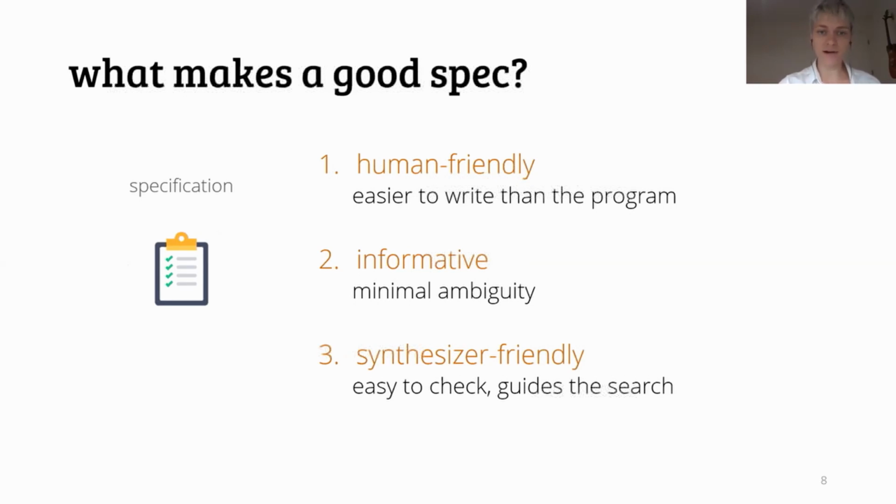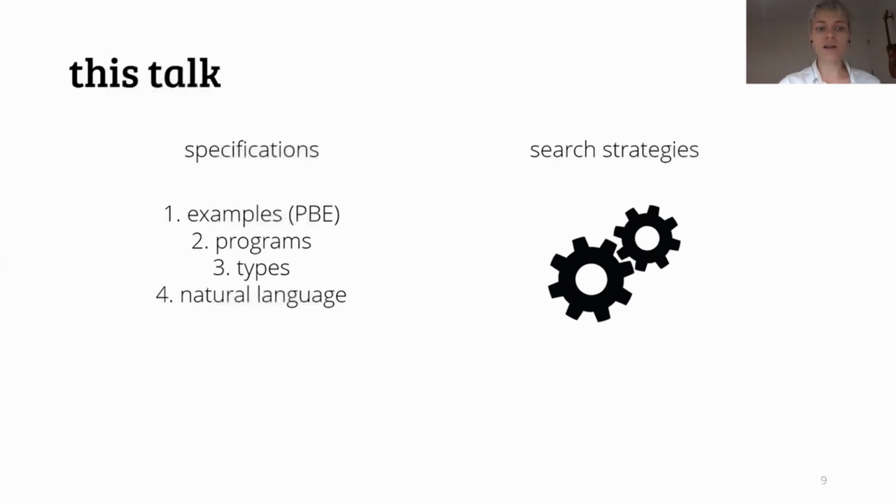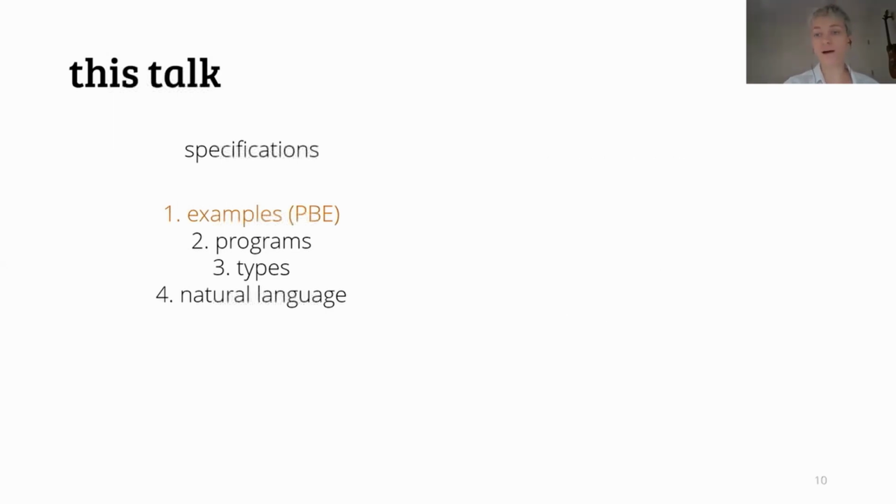So let's see what I mean. Might seem a bit abstract right now, but let's see how we can view different kinds of given specs in this slide. Okay, so I will in particular go through 4 different specification languages: examples, programs, types, and natural language. I will spend more time talking about types than about other things, because that is something that I'm most interested in and you probably least familiar with, but I will give you a quick overview of the other 3 as well.